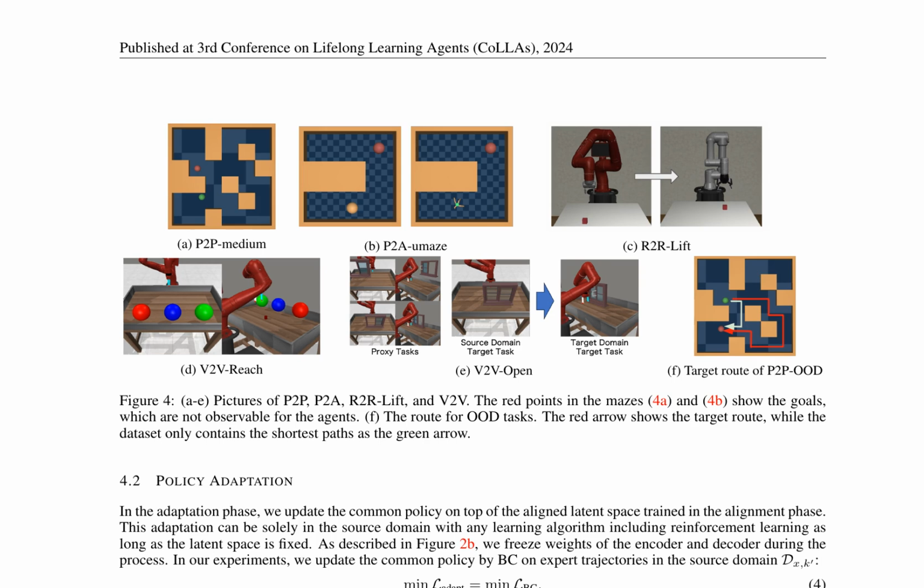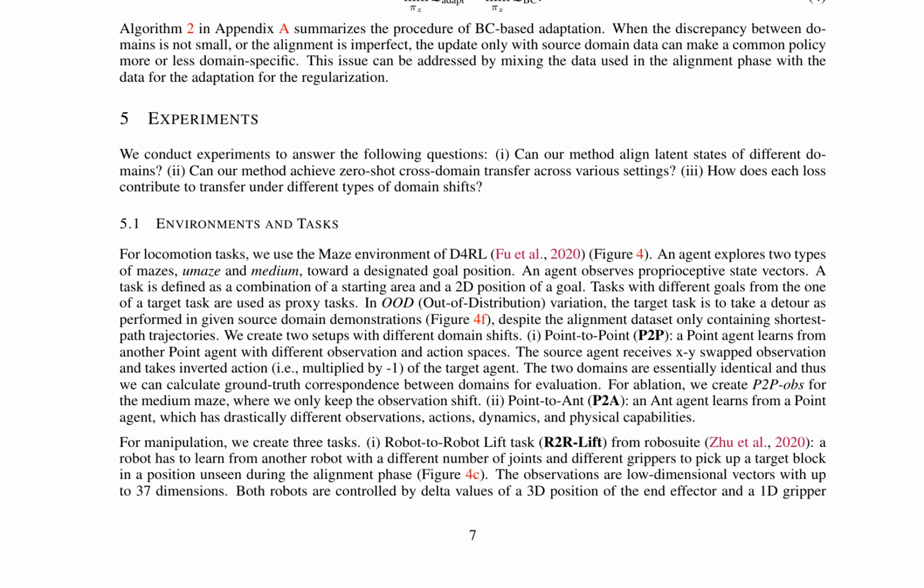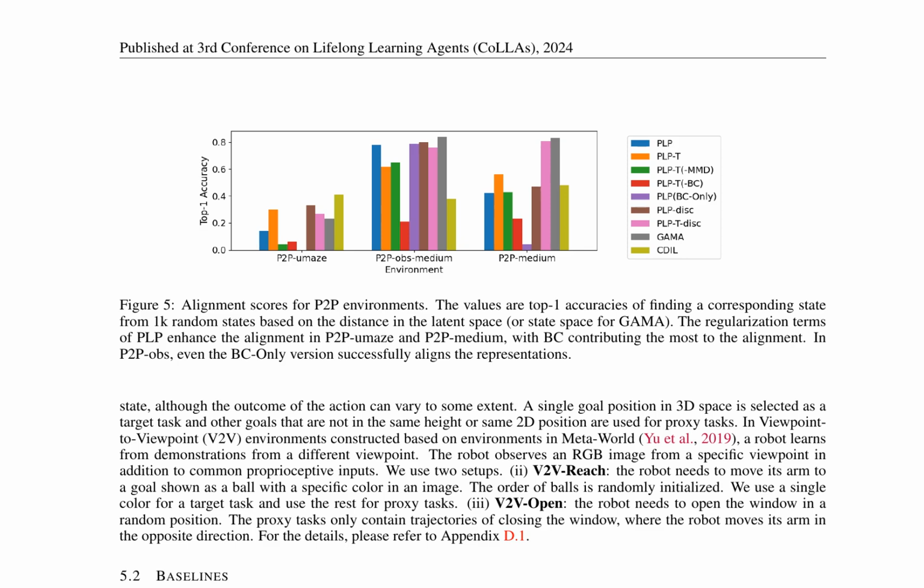It introduces portable latent policy, PLP, which updates the common policy on top of an aligned latent space. The adaptation phase can be done solely in the source domain using reinforcement learning. The method freezes the encoder and decoder weights during the process. Experiments are conducted to evaluate the alignment quality and the method's ability to achieve zero-shot cross-domain transfer across various settings.